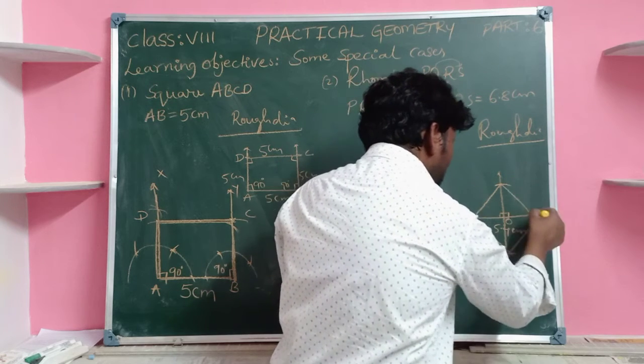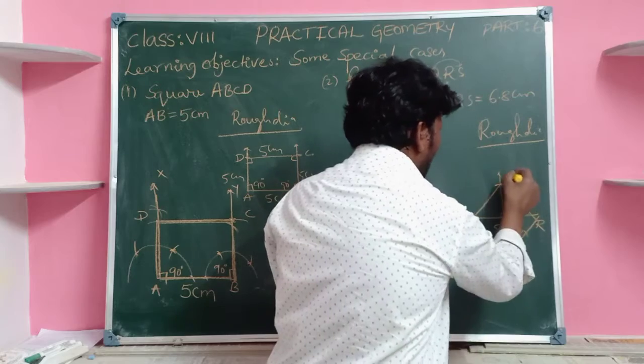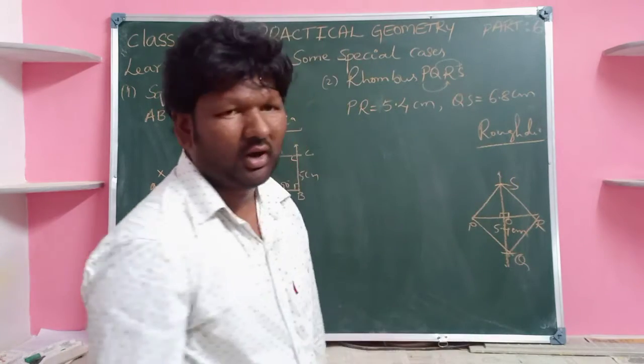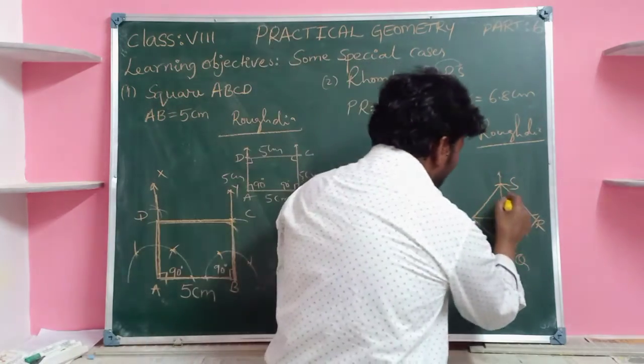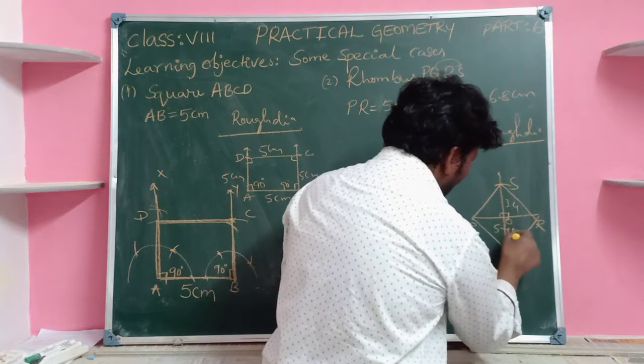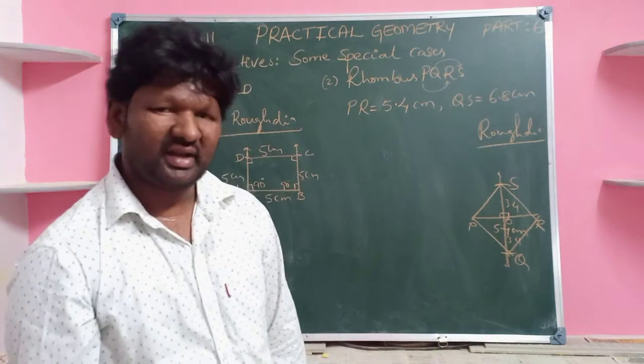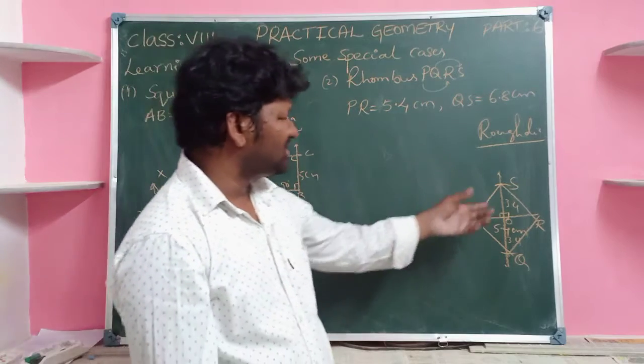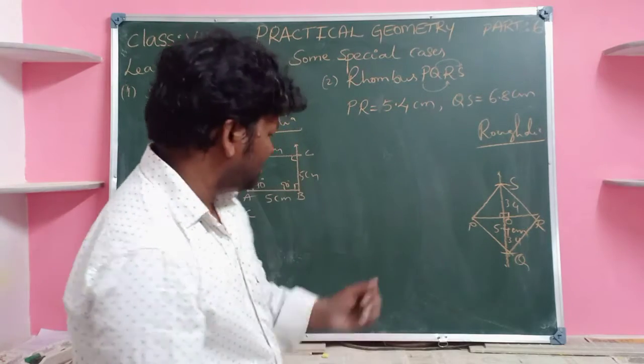Just join these points. So this is PQRS, a rhombus. Here 3.4 and here 3.4, total 6.8 centimeters. So in case of a rhombus, there is a construction. See the main diagram.